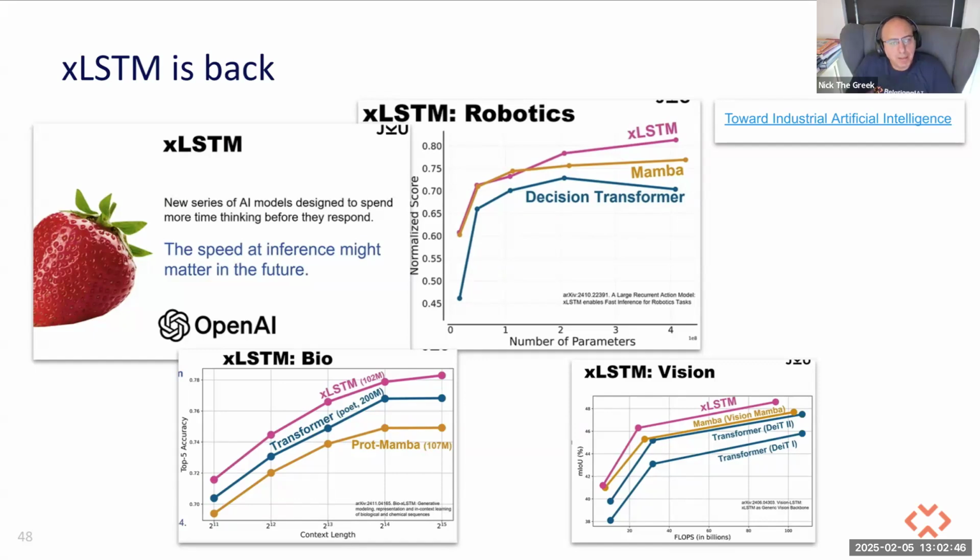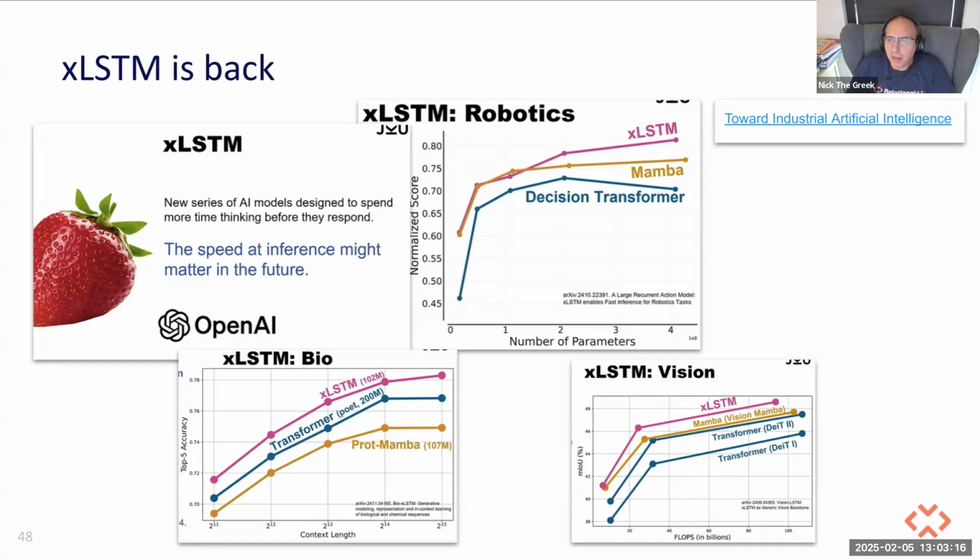Now, you see the strawberry here. The strawberry is the o1 OpenAI reasoning model. Since everything is moving towards test-time compute, investing more time in reasoning, we need language models that are not necessarily the best when we measure performance in token generation, but are extremely fast, because we're going to call them multiple times.